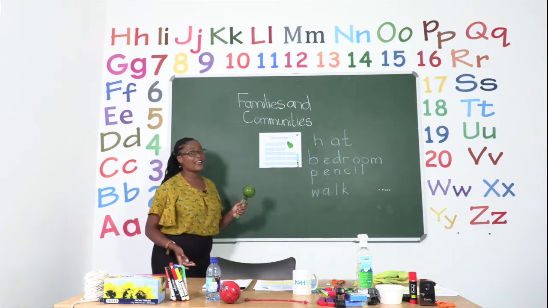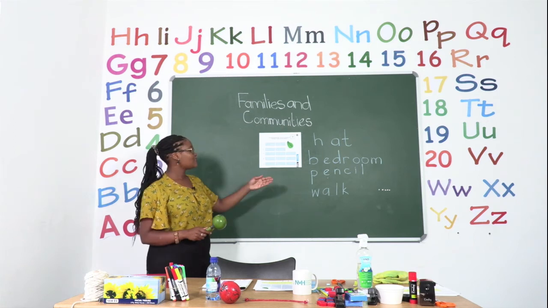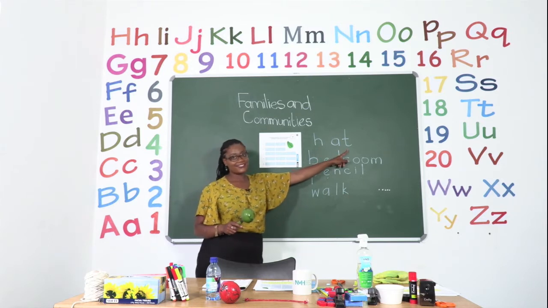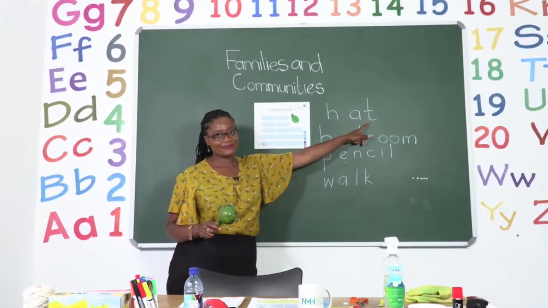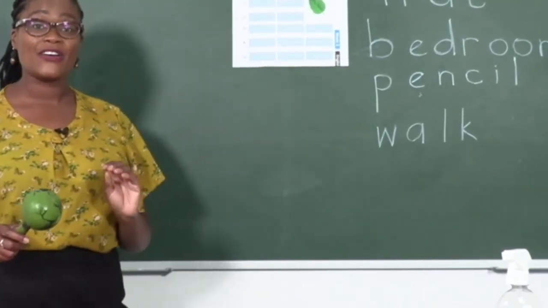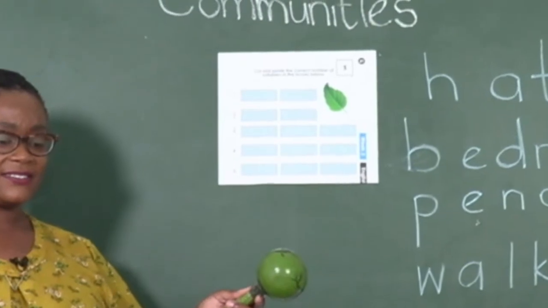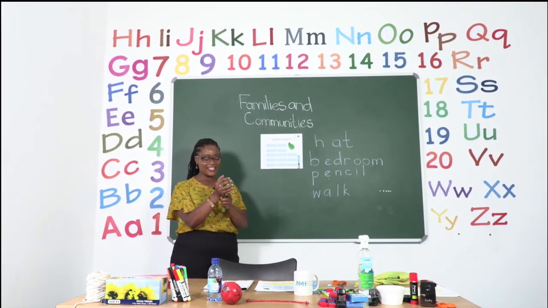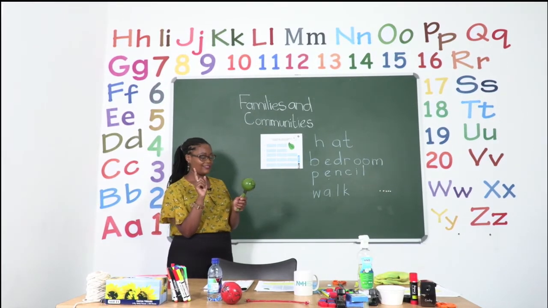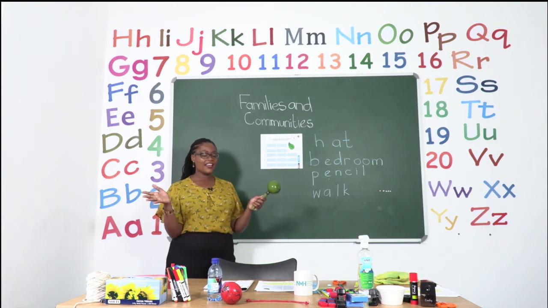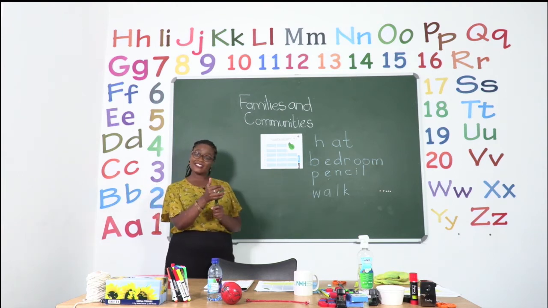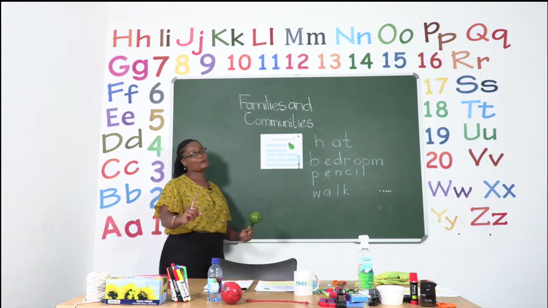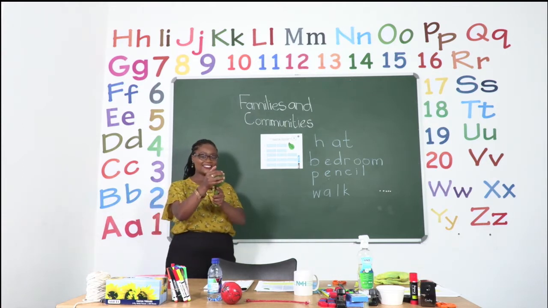The first thing that is going to happen is we're going to just read the word. Let us read the first word that we have here. You can read after me. Hat, hat. Now, how many syllables are in hat? Let's try and figure it out. Hat. Now the shaker says one. Let's think of it again. Hat. Is it correct? Well done. We only have one syllable in the word hat.